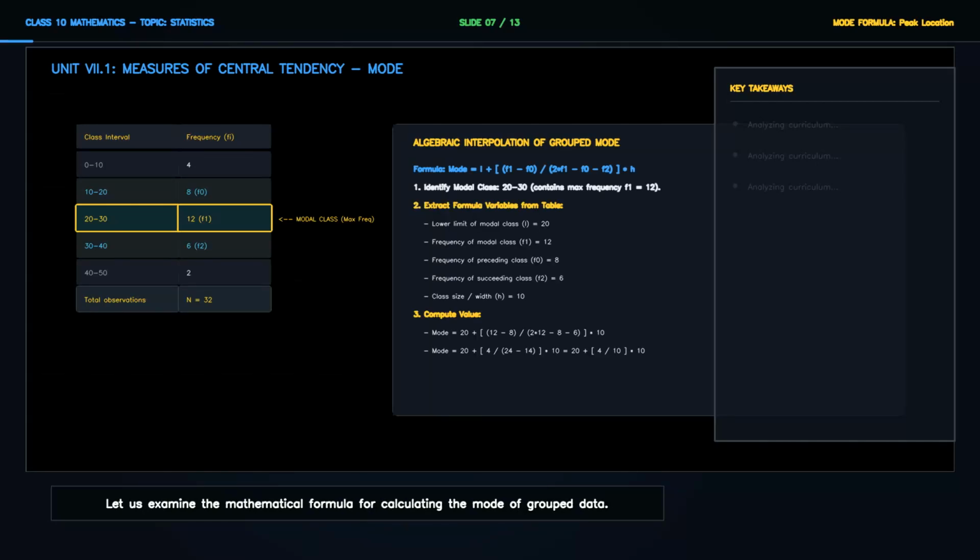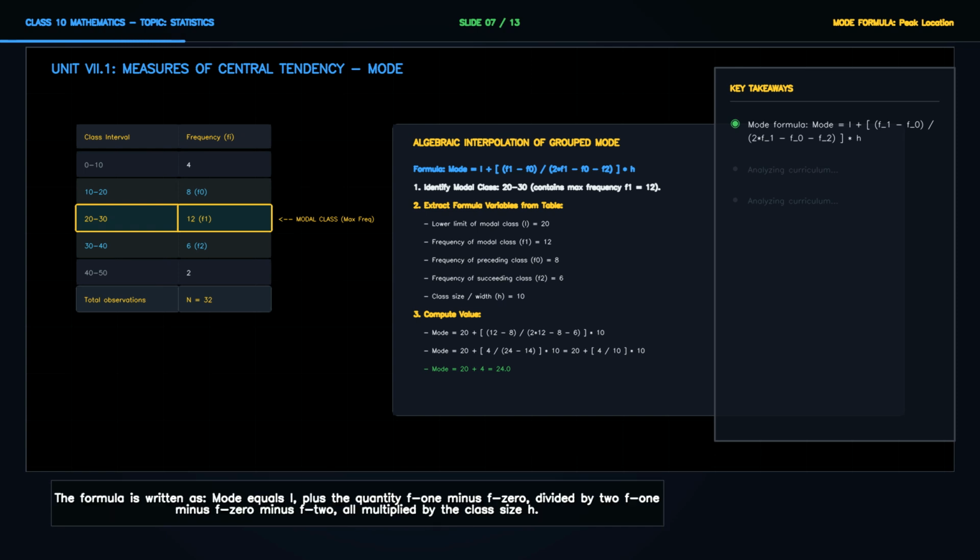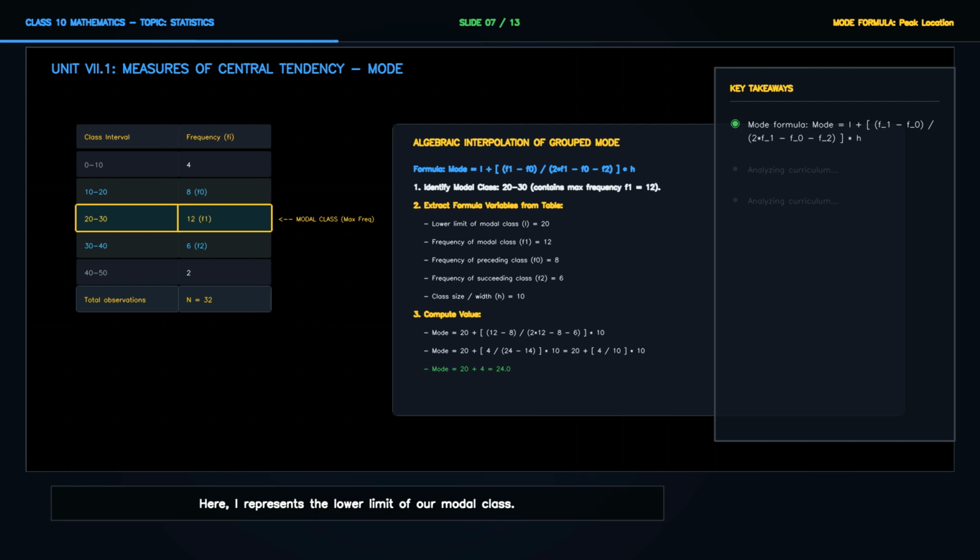Let us examine the mathematical formula for calculating the mode of group data. The formula is written as mode equals L plus the quantity f1 minus f0 divided by 2f1 minus f0 minus f2, all multiplied by the class size h. Here, L represents the lower limit of our modal class.